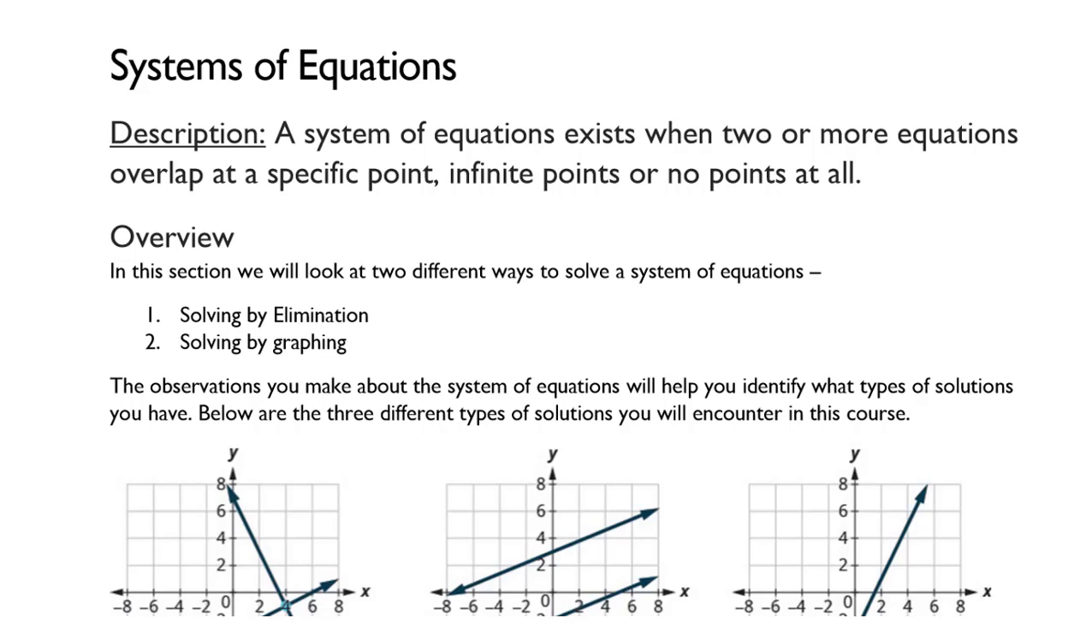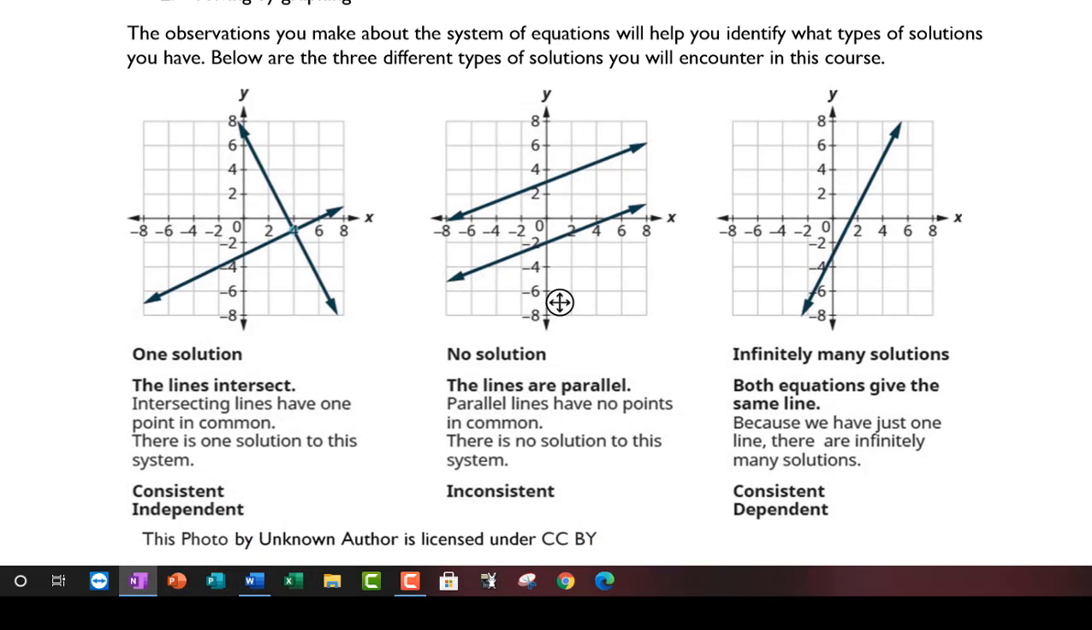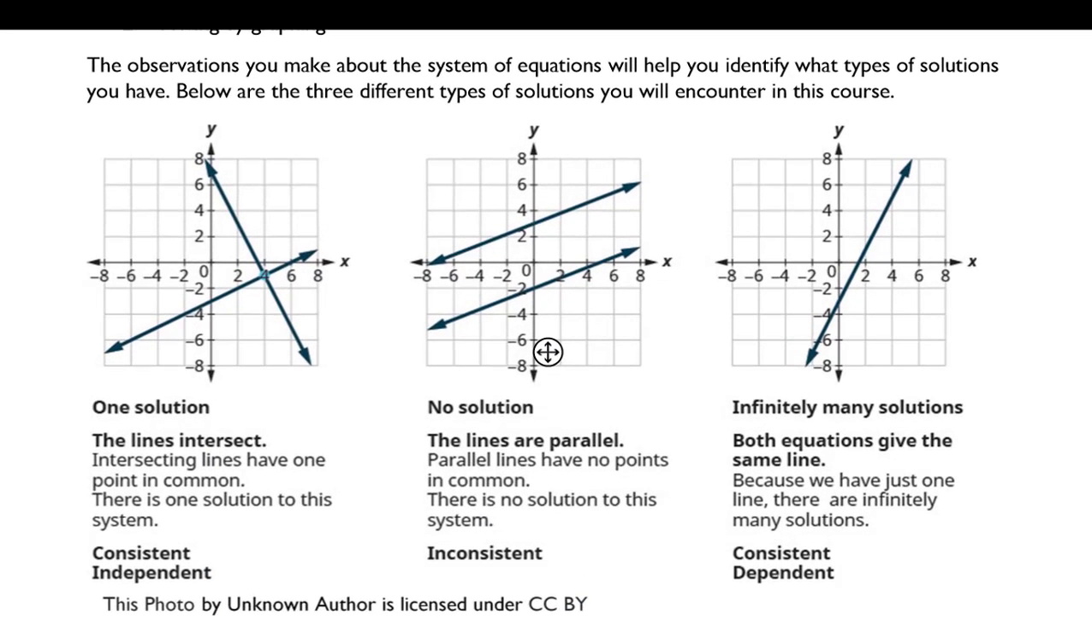In this section, we'll look at two different ways to solve a system of equations. The first is by elimination, and the second is by graphing. So we'll look at maybe which one would be better depending on the situation. The observations you make about the systems of equations will help you identify what type of solutions you are looking at or what you have been given. Below are three different types of solutions you'll encounter in this class.